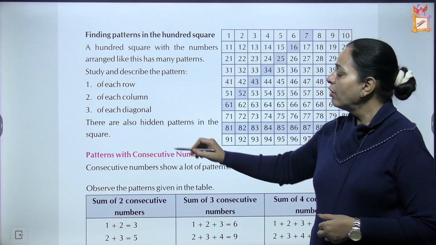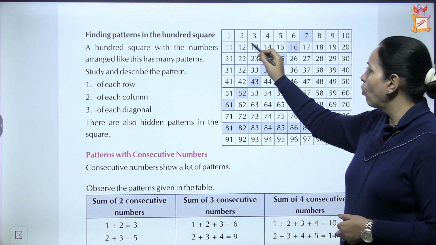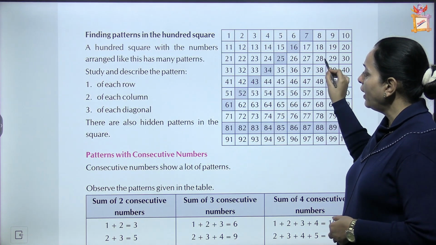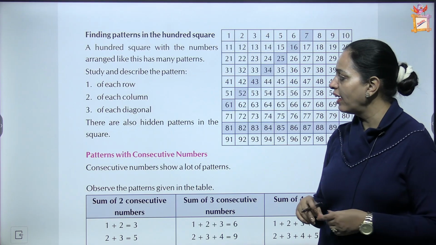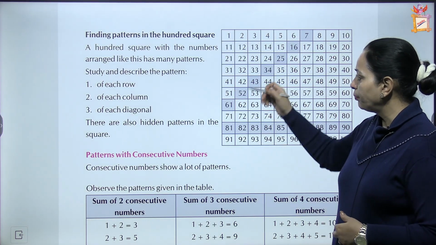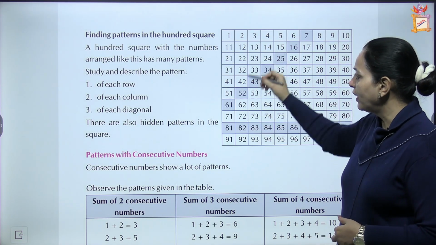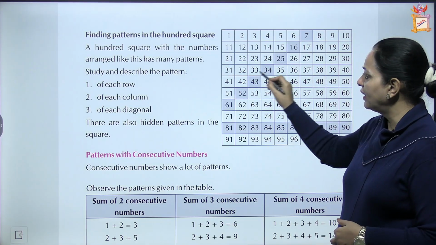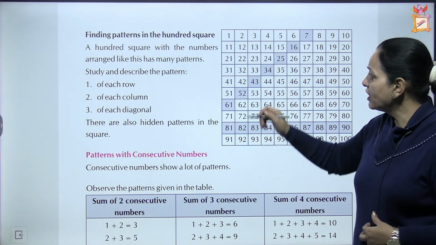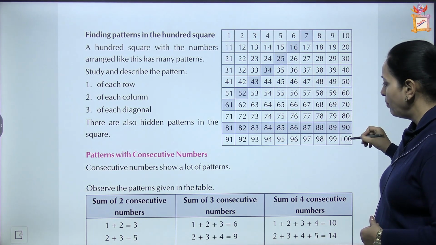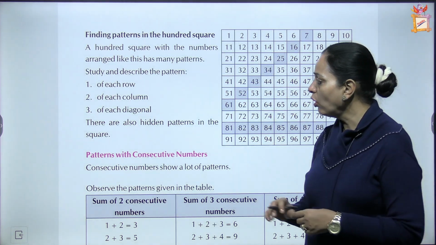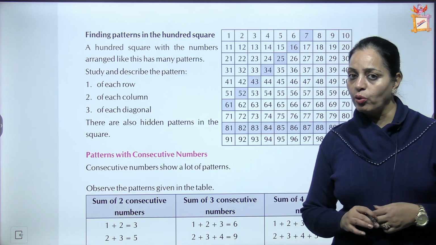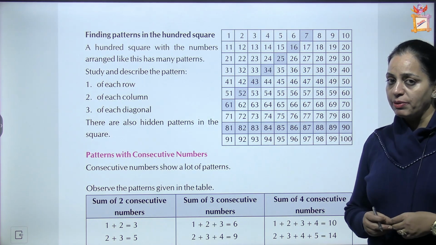See here, the first one of each row. हर एक रो में एक डिजाइनिंग है, एक पैटर्न है. Of each column, row like this, column like this. Okay, and of each diagonal, diagonal में भी एक पैटर्न है. So there are also hidden patterns in the square, और कुछ hidden patterns भी हैं, right?